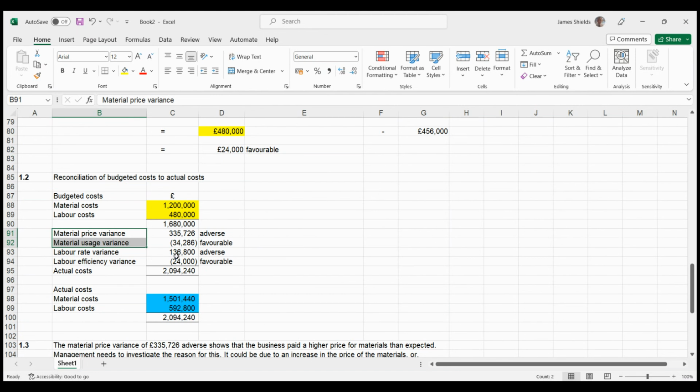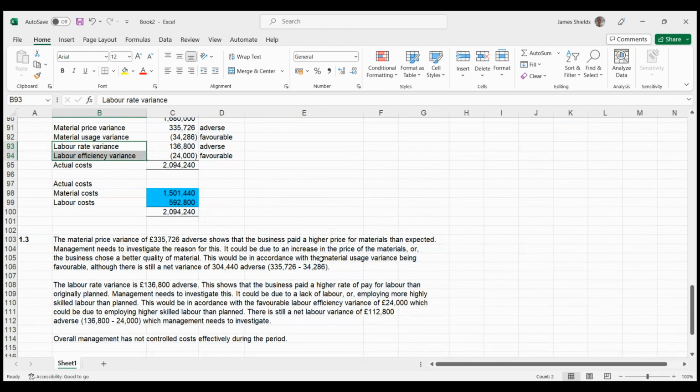Labour rate. It cost us a lot more than expected. We want to know a reason why. Labour efficiency was less than expected. Again, we want to know a reason why. And can we combine those two together? So this is what I put down together for us.